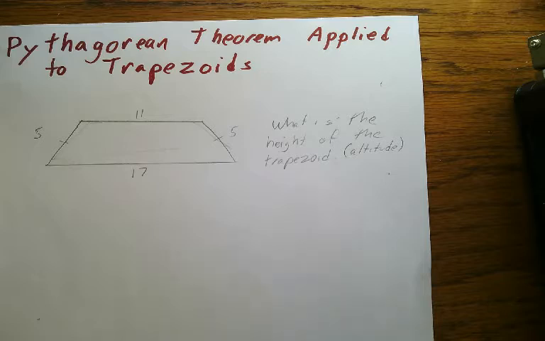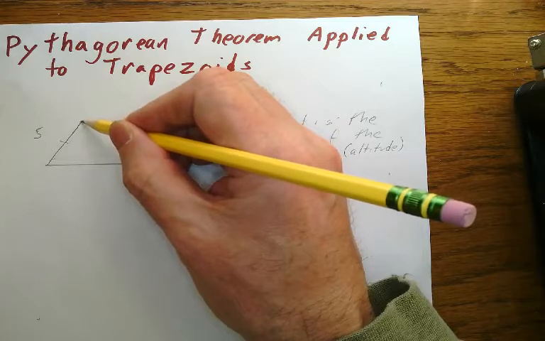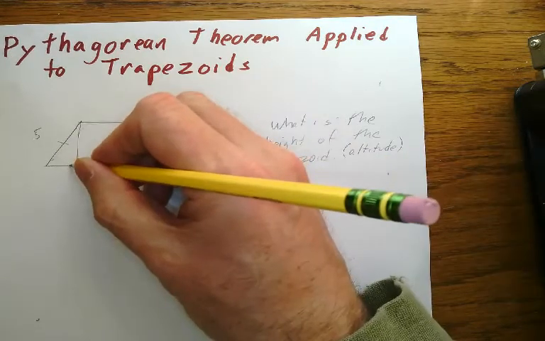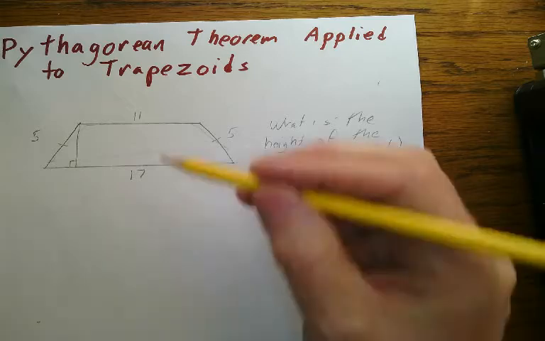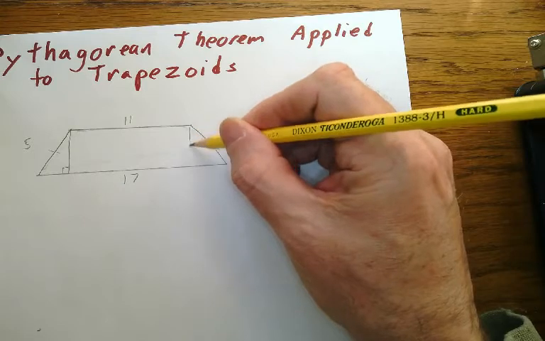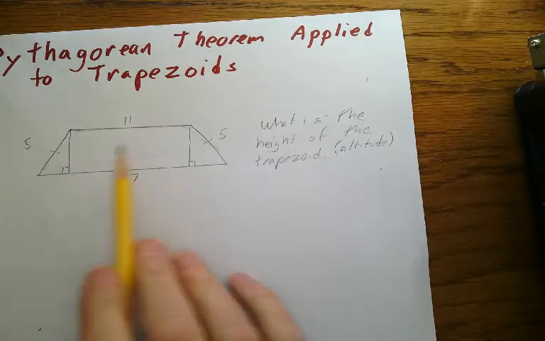The height of the trapezoid is the length from the top base to the bottom base, and the height is always drawn perpendicular to the bottom. So if that's 11, that's 17, and these are 5s, let's find that height. Well, the thing is, because the two bases are parallel, I can draw another height over here, and it's going to be the same as that one.